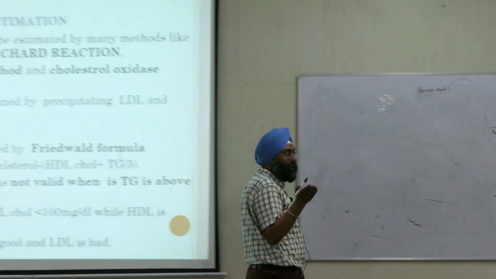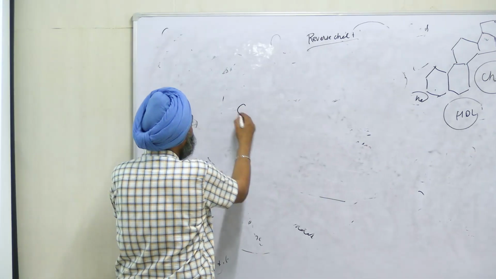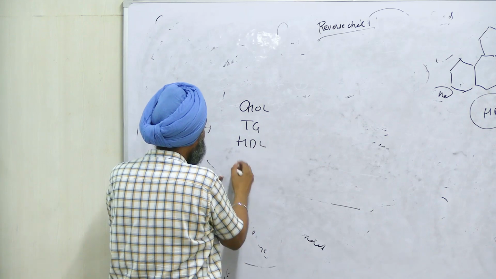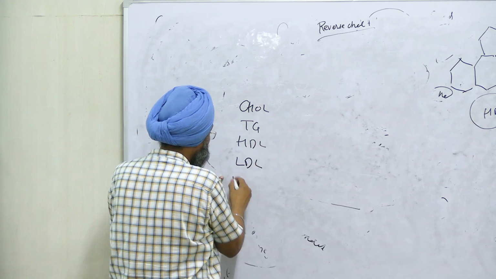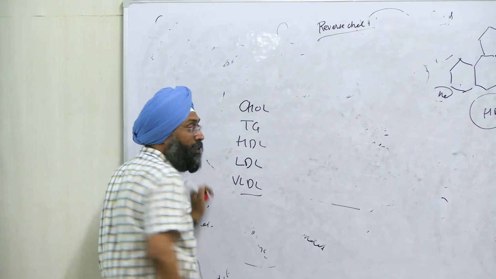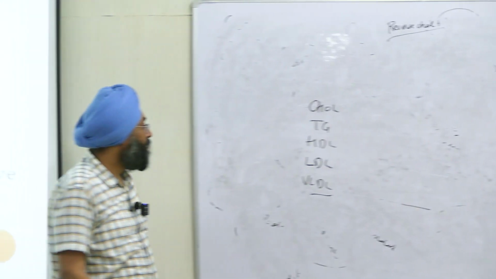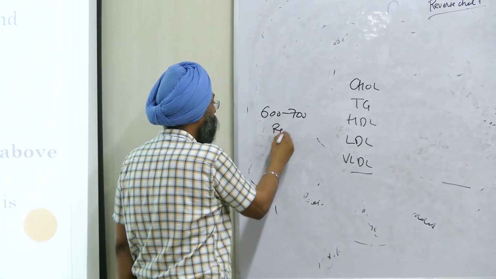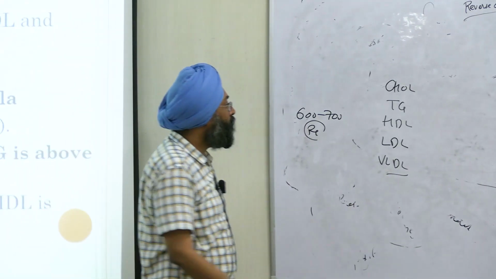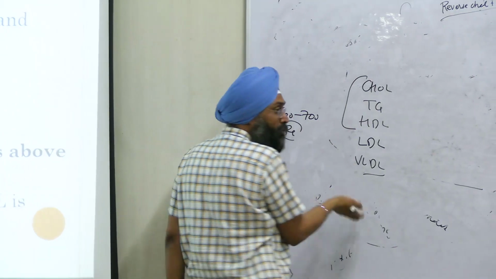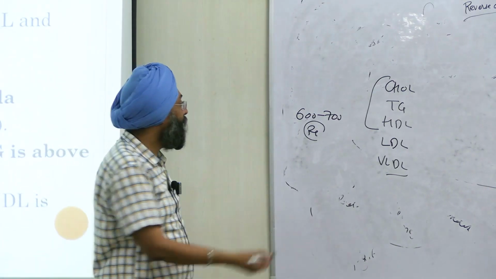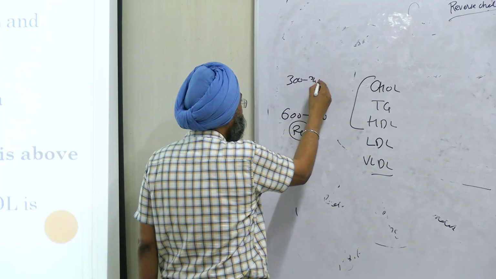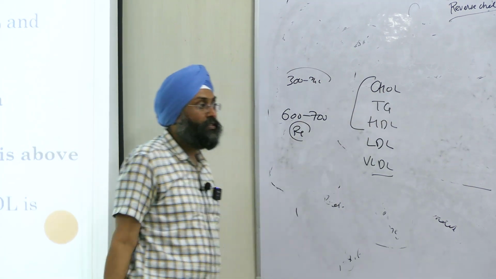When you go for lipid profile reports, what are the tests done? Cholesterol, triglycerides, HDL, LDL and VLDL. How much do you pay? Approximately 600 to 700 you pay, right? If you go for only 3, I will help you calculate the rest. You can save 300 to 400. You only go for 3 investigations, right?